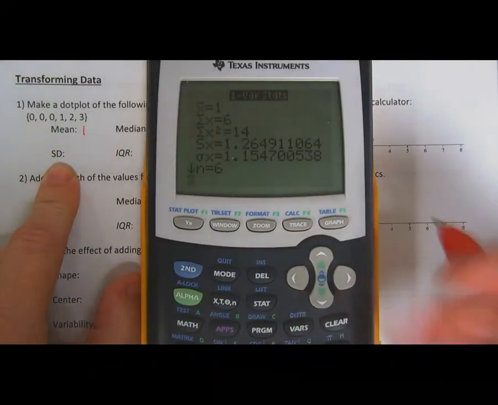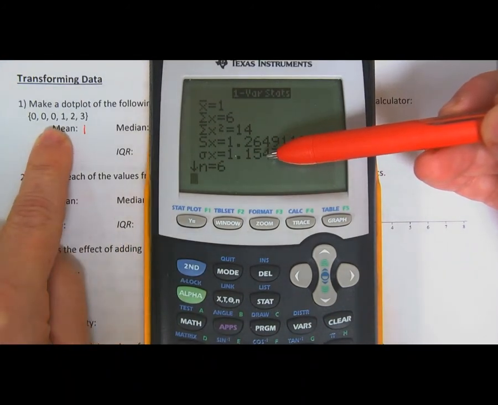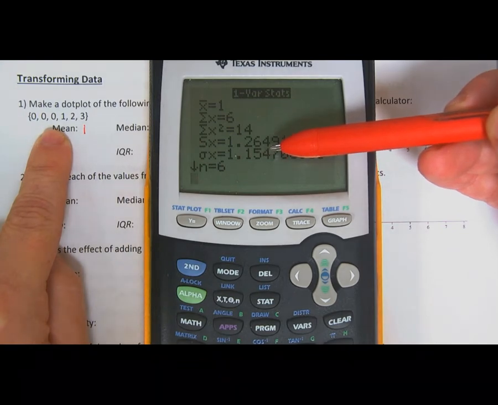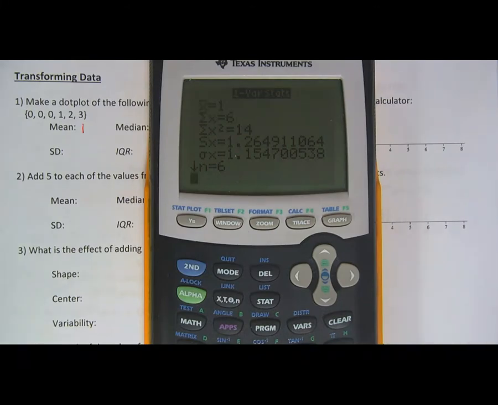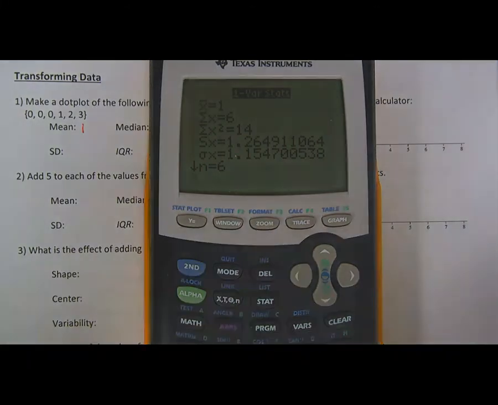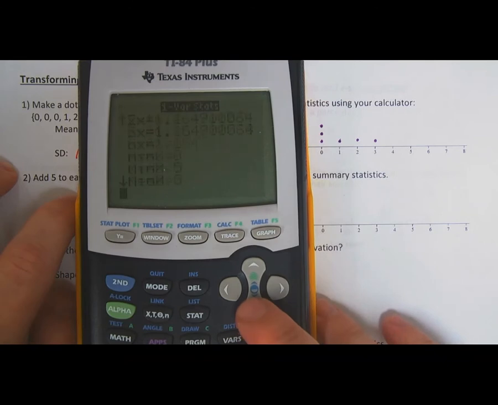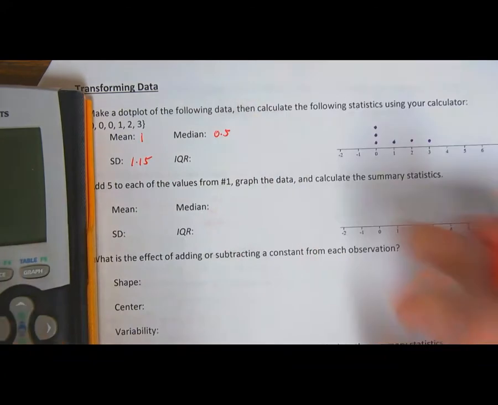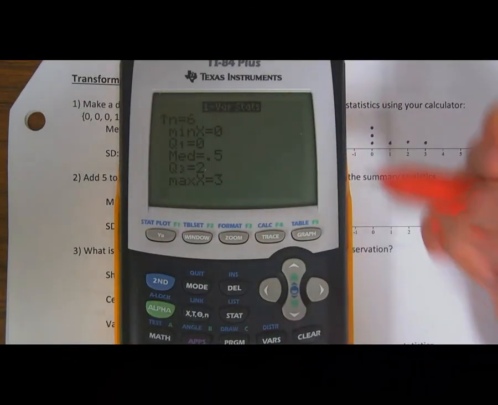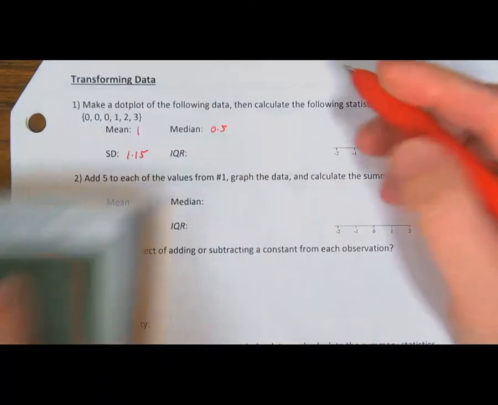The standard deviation, we're going to assume that these 6 data values are the entire population. So instead of writing 1.26, I want you to write 1.15 for standard deviation. Arrow down until you see the median, which is 0.5. And then we have everything we need on the screen to calculate IQR, which is Q3 minus Q1, 2 minus 0 is 2.